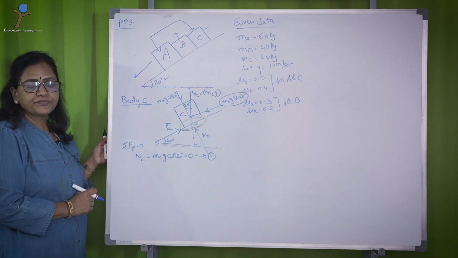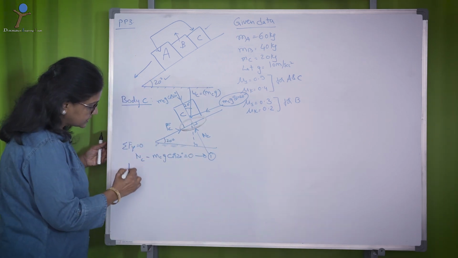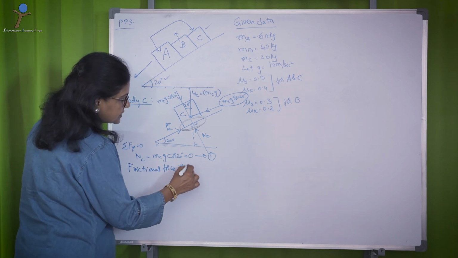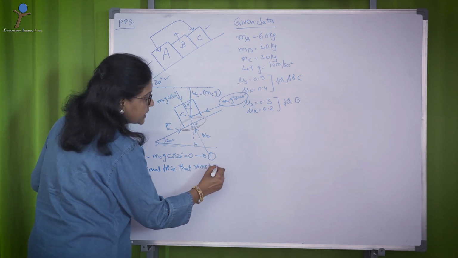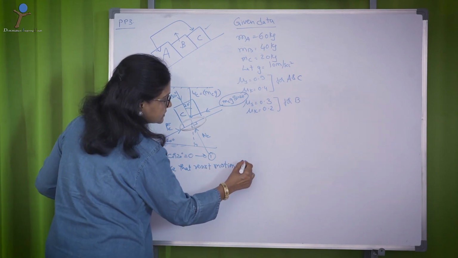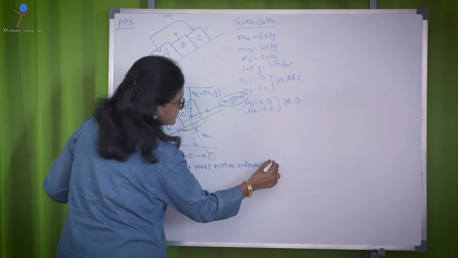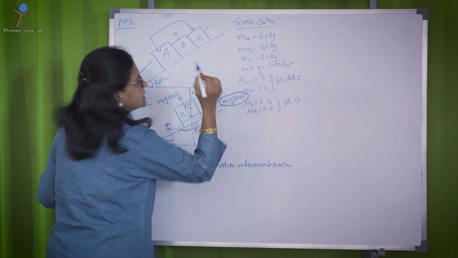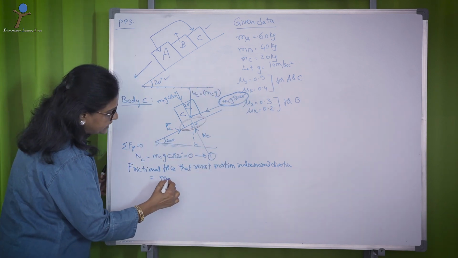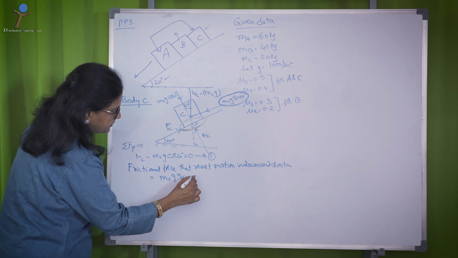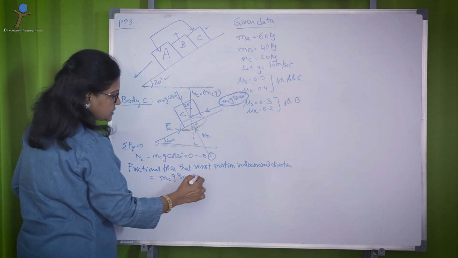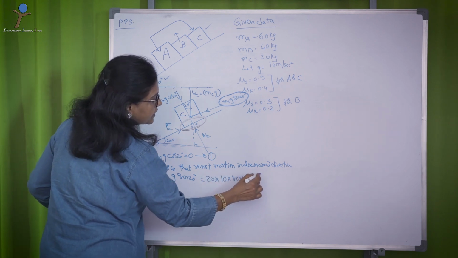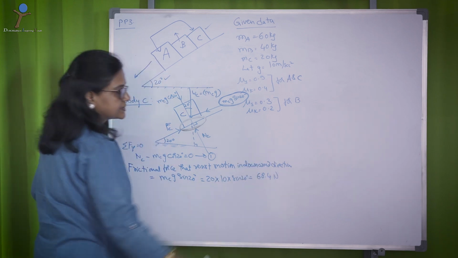After this, you have to find the frictional force that resists the motion in the downward direction. That is MCg sin 20. So, if you calculate MCg sin 20, substituting these values, MC 20, g 10, sin 20, you get around 68.4 newtons.